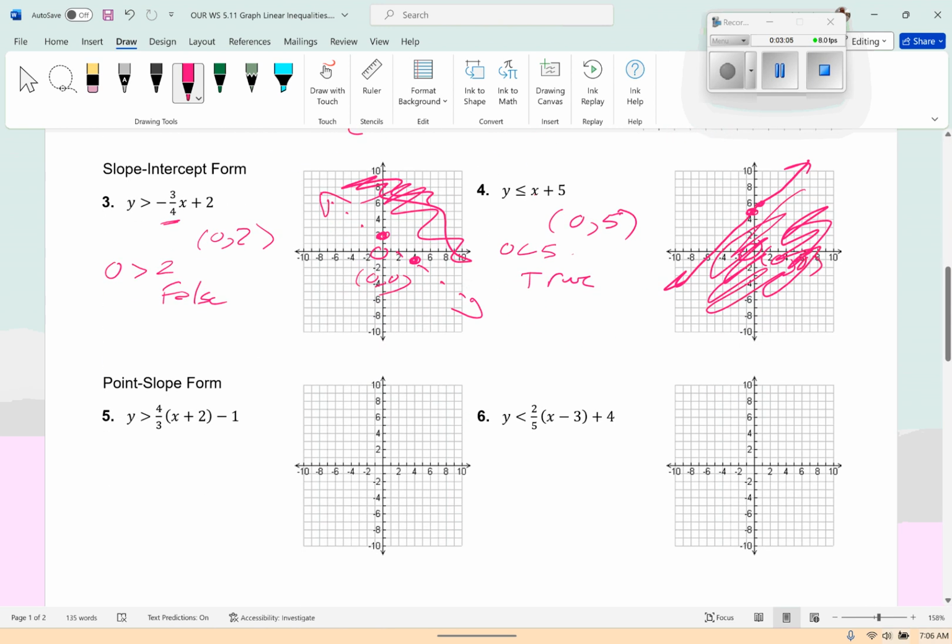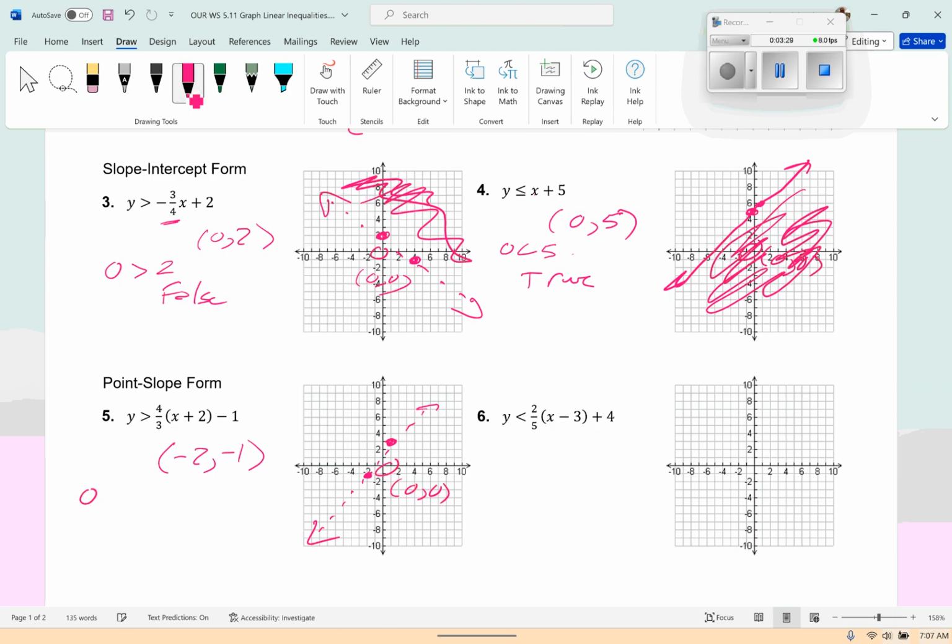Our point slope, we have negative 2 coming out of the parentheses and negative 1. So negative 2, negative 1 is down here. We have up 4, right 3. And it's a dotted line. And it looks like 0, 0 is down here, so it's under the line.